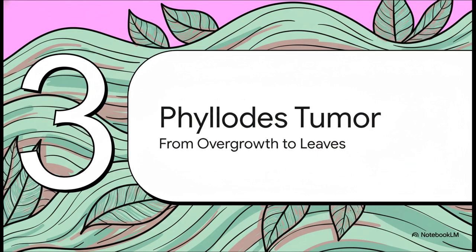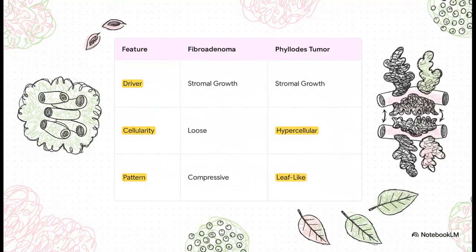It starts with the same exact idea as the fibroadenoma, that stromal overgrowth, but this time it turns the volume up to 11, creating these big, rolling, leafy hills. This chart just nails the difference.